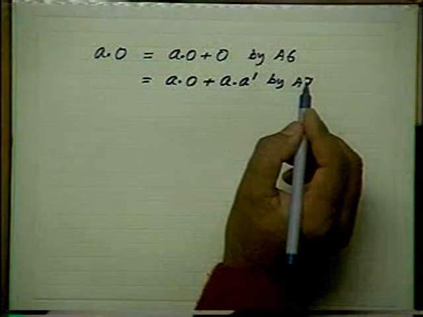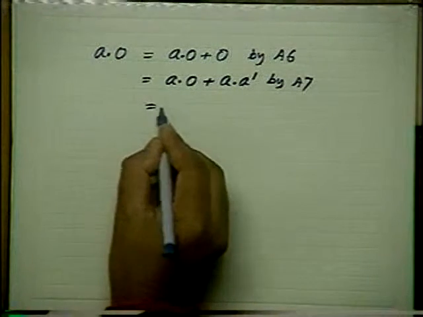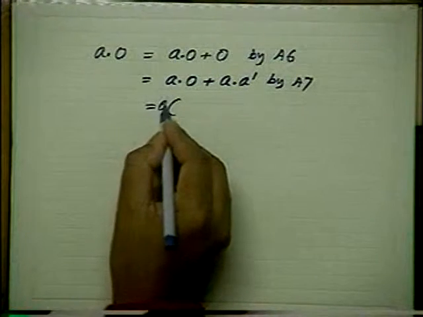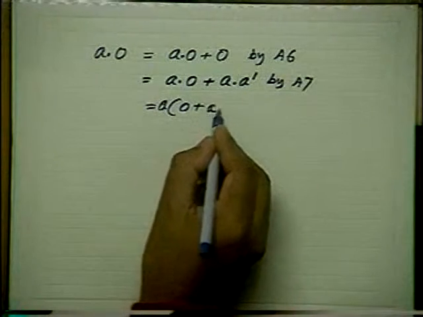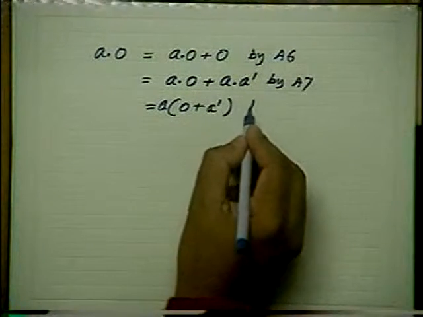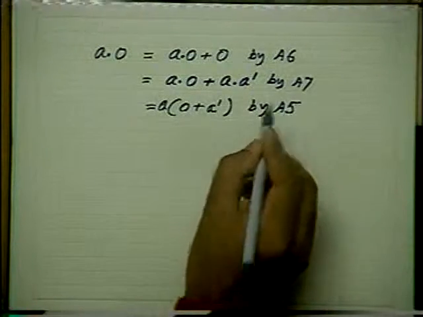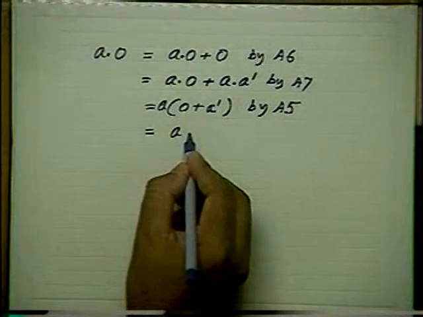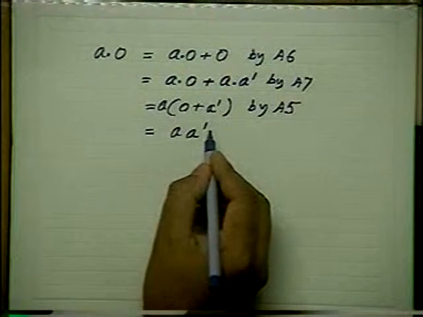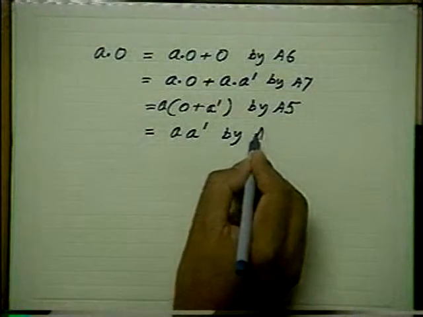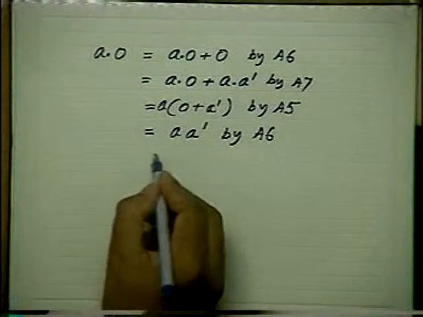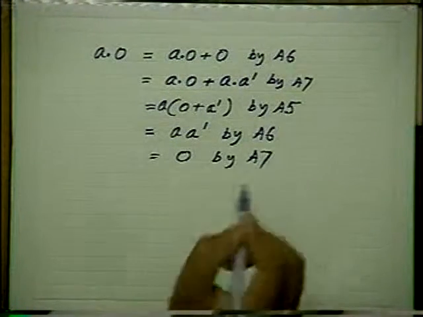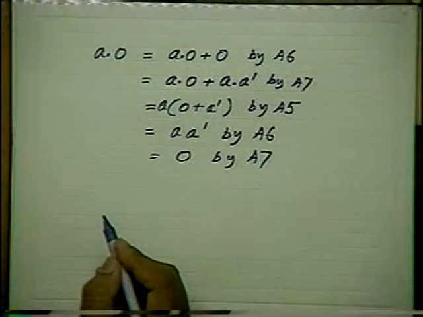Okay. This is a dot 0 plus a dash. This is by a5. This essentially means 0 plus a dash is equal to a dash. This is by a6, and this a dash is equal to 0. This is by a7 once more.